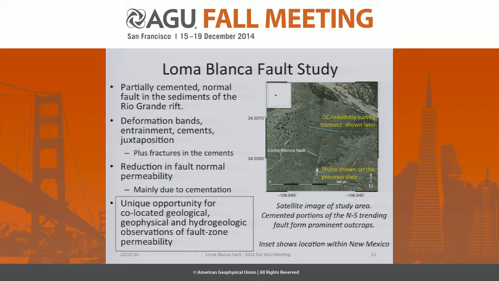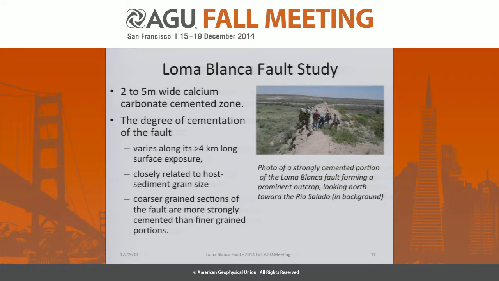Here's an aerial view, a satellite view, the Rio Salado at the top. The fault comes down this way. The photo we were just looking at was taken down here. And we've done resistivity and other kinds of geophysics across the fault to understand its configuration.